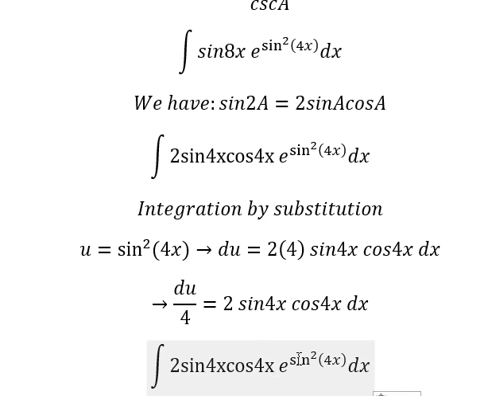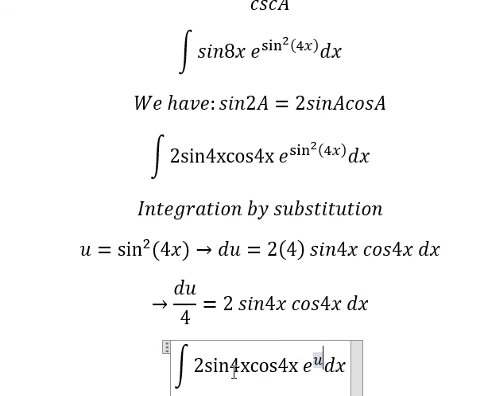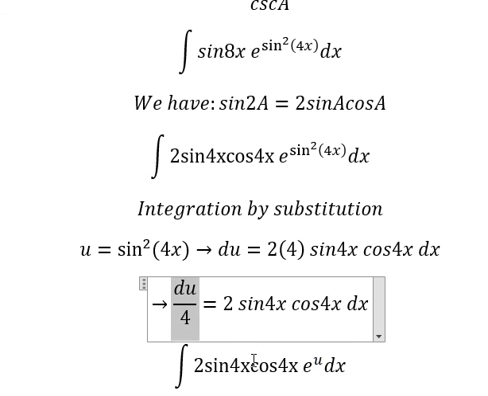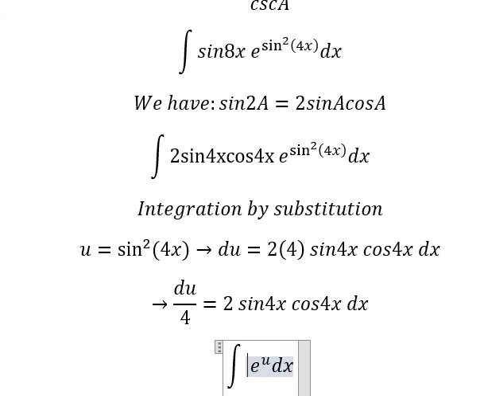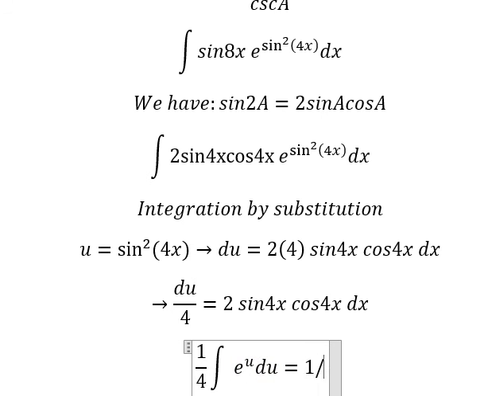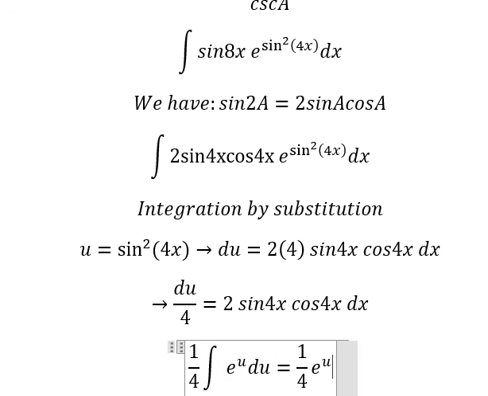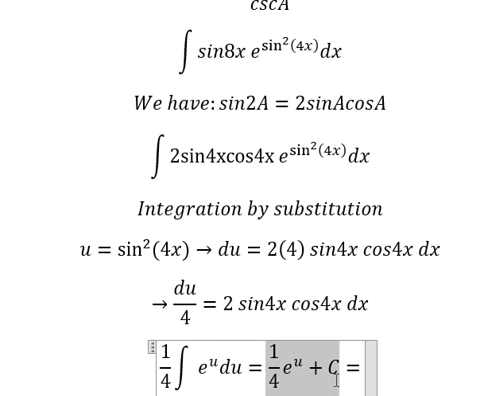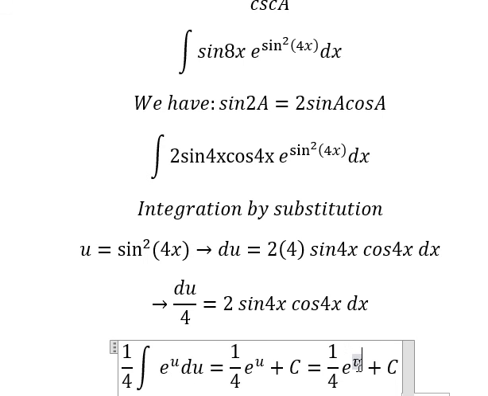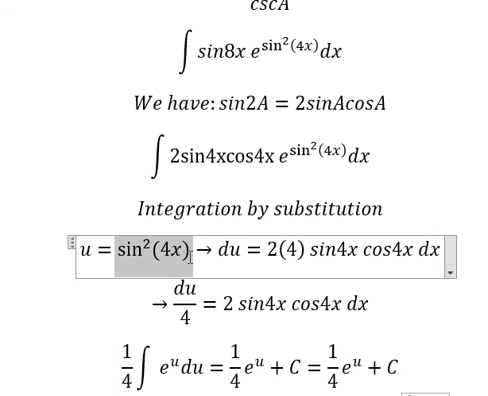So this one we change for u. 2 sine 4x cosine 4x dx we change for this one. And now we have the final answer. About u, that is about this one.